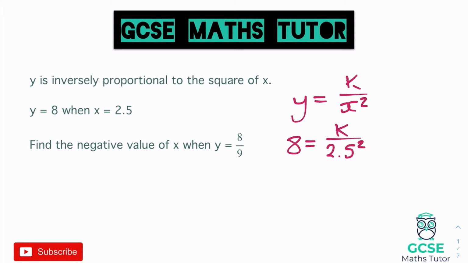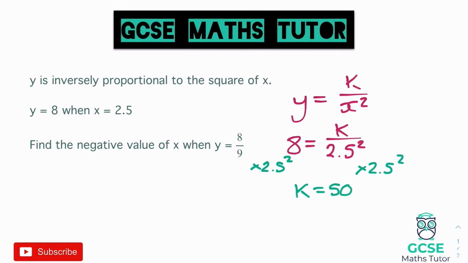So we can multiply both sides here by 6.25, and that's going to allow us to find our value of k, or just in terms of our working out, we're going to multiply by 2.5 squared. There we go, so multiply by 2.5 squared, and we get our value of k. So 8 times 2.5 squared, which again, as we've said, is 6.25, gives us the answer 50. So k is equal to 50. There we go, so k equals 50. Now that's the first step.